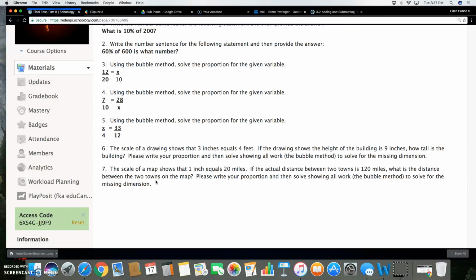You need to show all your work on Part B. Make sure you have your name on Part B. Make sure it's placed in your box when you are all done with Part B.